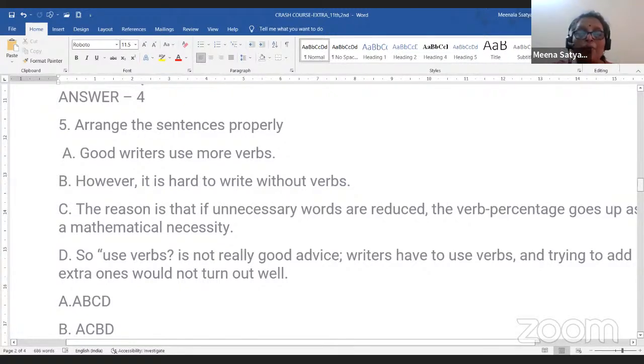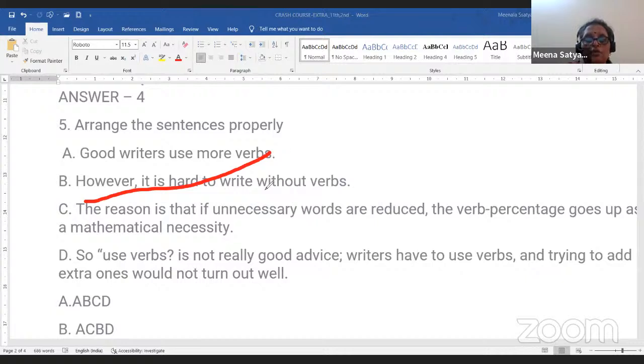So remember, however cannot start. It cannot start with "so use verbs." The reason is what? So it is definitely linked to the first one. And therefore, this is how we try to solve it. This in turn will go here, and after this it is this, and then ultimately you come to this. So this is how it is going to be solved.